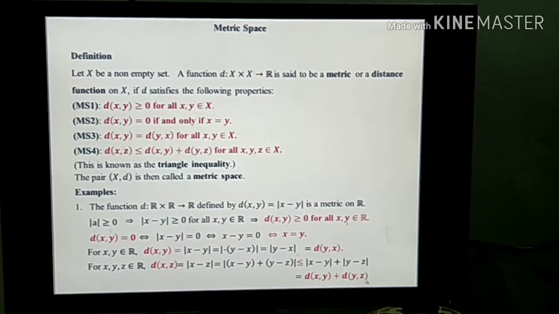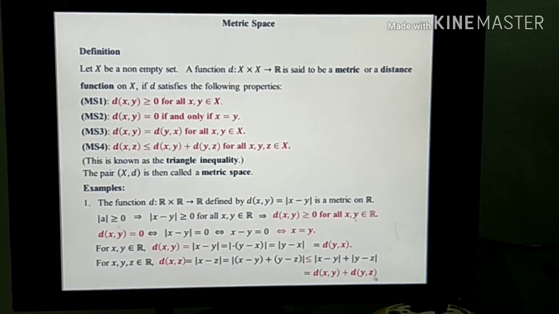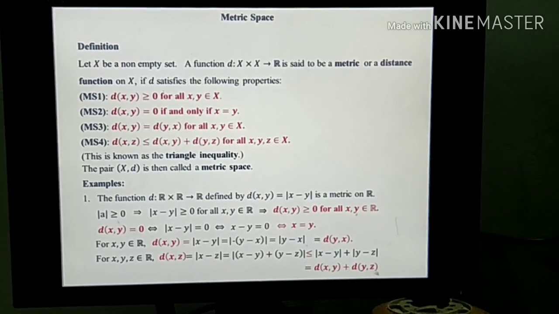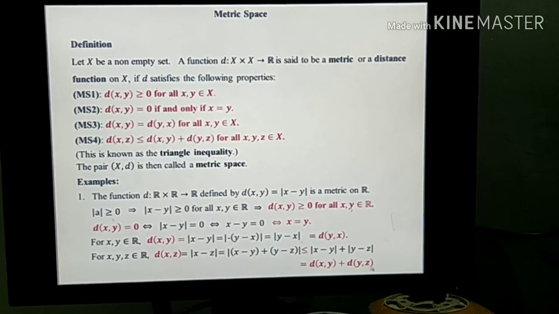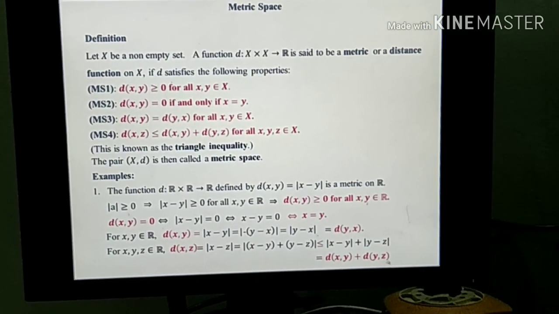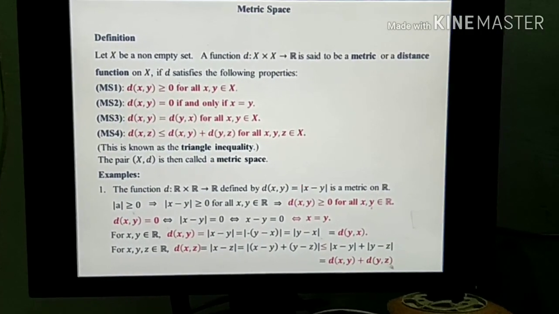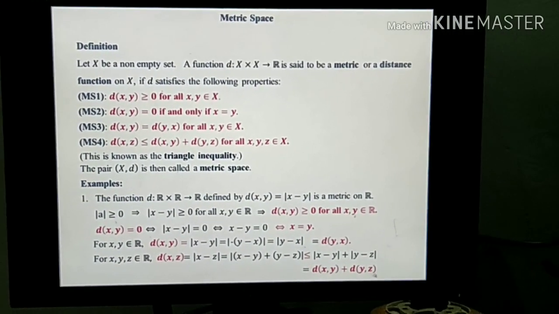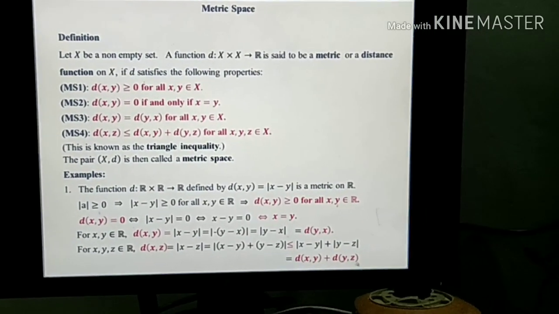Therefore indirectly we will get, for x, y, z belonging to R, d(x,z) is less than or equal to d(x,y) + d(y,z), and hence the fourth property, triangle inequality, is satisfied by d(x,y) = |x - y|, and therefore all four properties are satisfied by d. Therefore d becomes a metric on R.